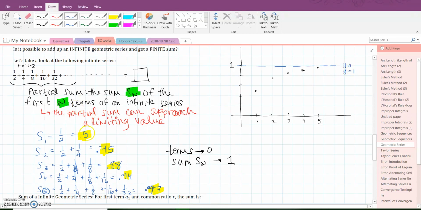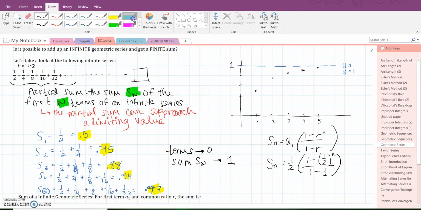So you know what, let's go ahead and try plugging into a formula to see if we can get something. Let's take our formula right here for a geometric finite series and plug in our information and see if we can find anything out. My first term was 1/2. My common ratio r was 1/2.